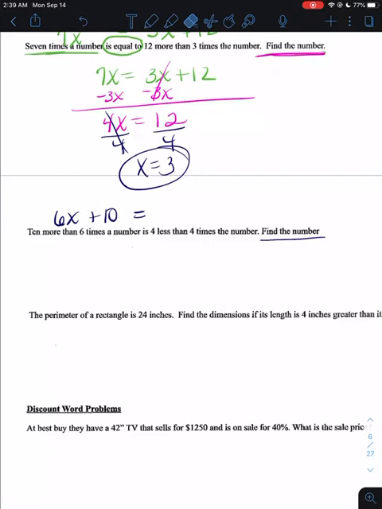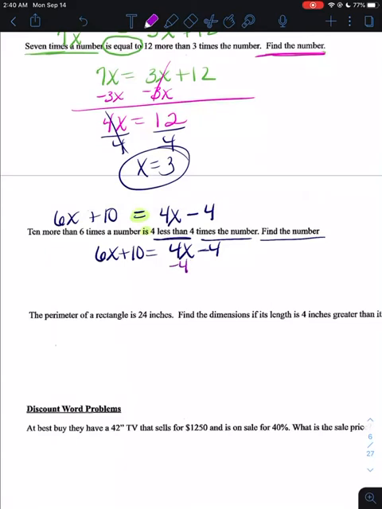It says 4 less. All right, so this is my equal sign. 4 less than 4 times the number. So here, this is when the order definitely matters. You want to do 4 times the number first, and then it's 4 less than that, so you have to subtract 4. So the 4 times the number comes first, and then you subtract the 4. And this is the equation that we're going to use to solve for x.